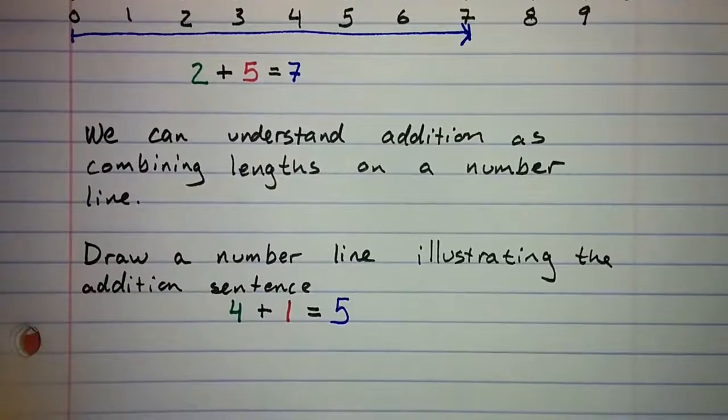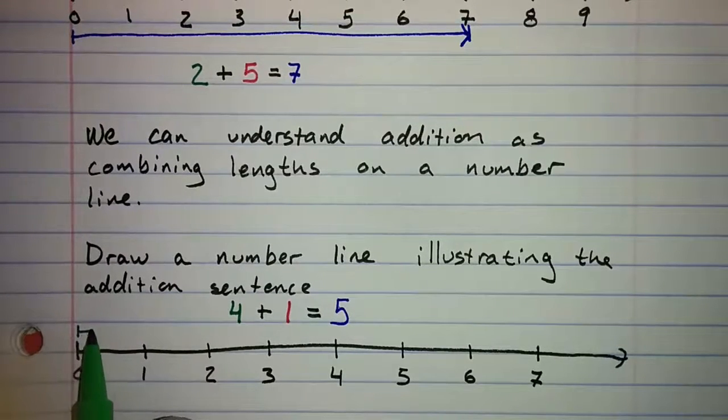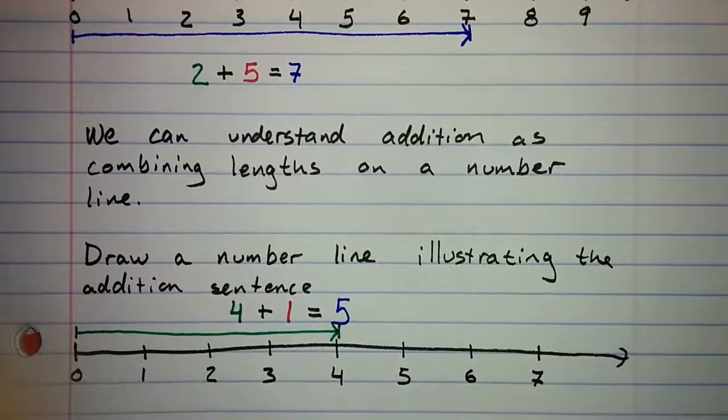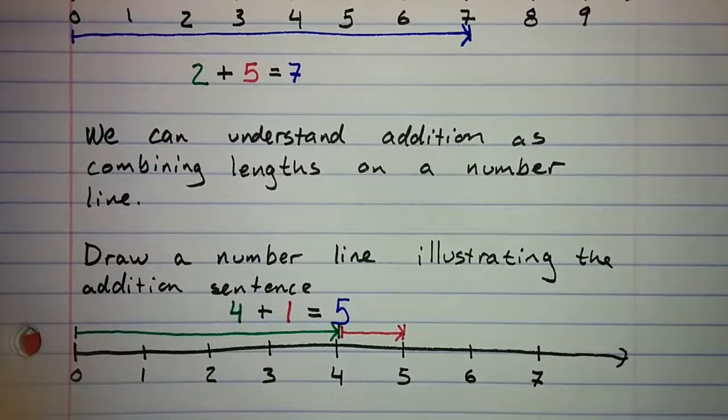Okay, well, here's our number line. Here's the length 4, and on the end of the length 4, I'm going to draw the length 1. And I see that those combine to give me the length 5.